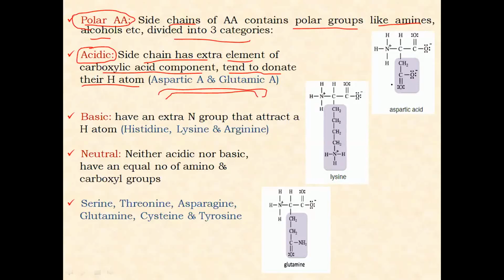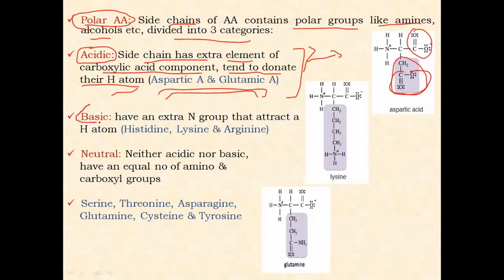So you can see here, this is aspartic acid. So this is one carboxylic group. This is another, so it has an extra carboxylic group and it is acidic in nature, and they can donate their hydrogen atom when needed.